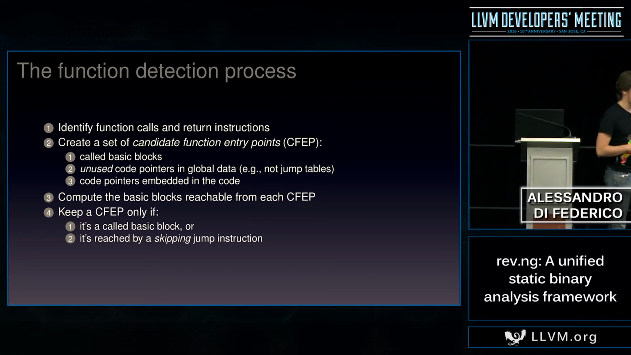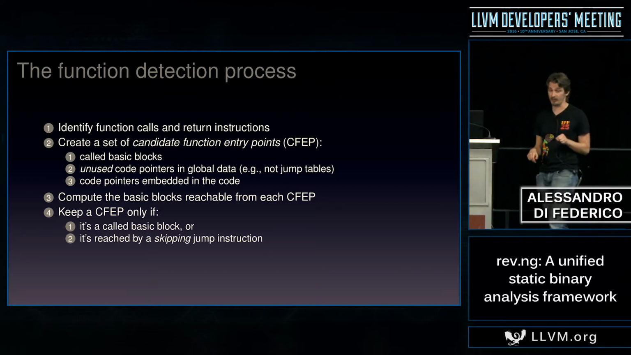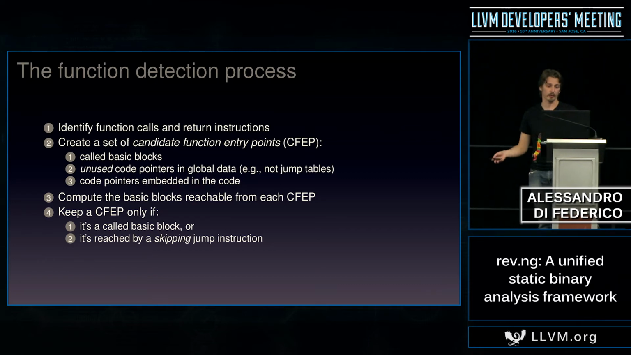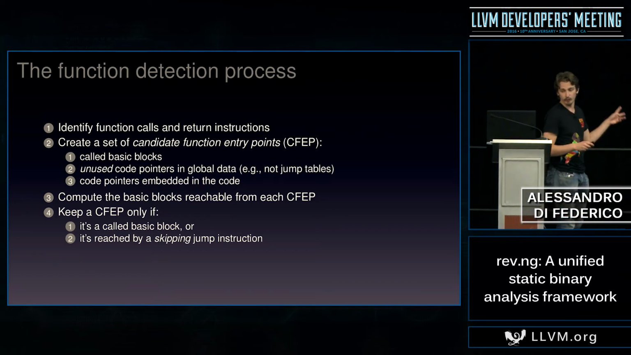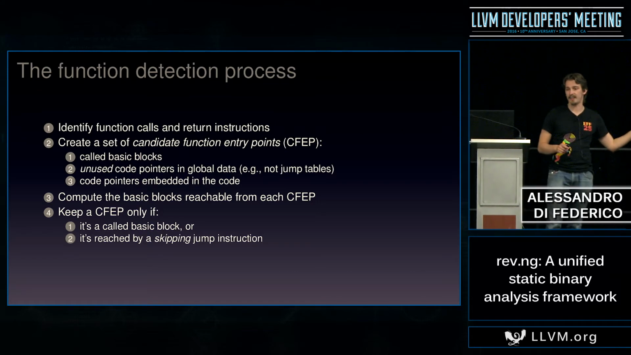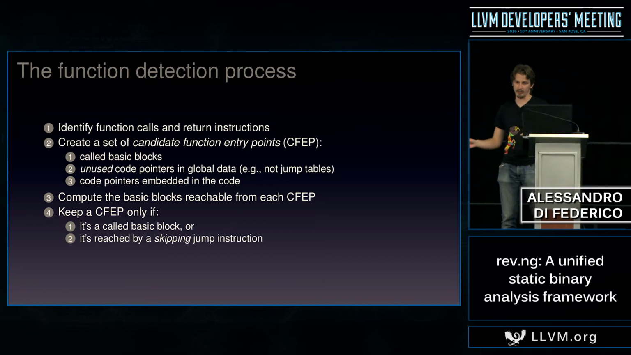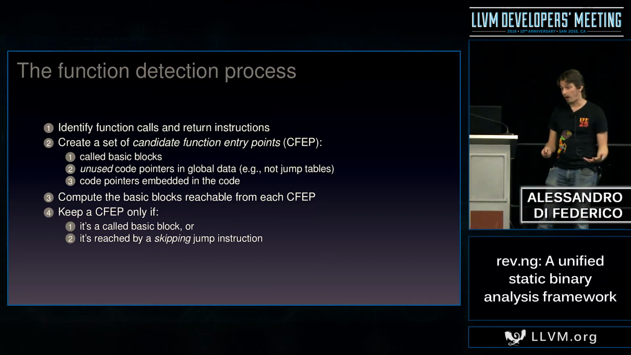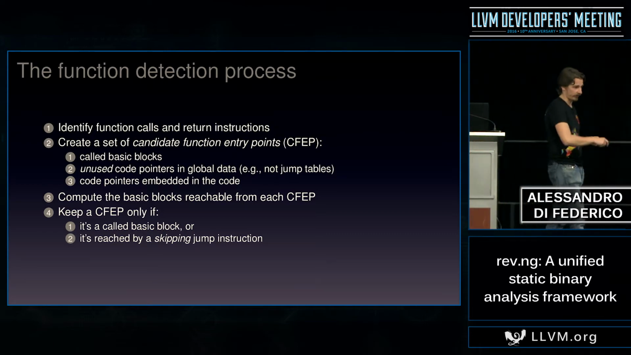Basically, for each candidate function entry point, we compute the set of all the basic blocks that are reachable from this function entry point. And then we perform a final filter over all the candidates that we have, following these two rules. First of all, we keep the candidate if it is the target of a function call, because again, it's a very strong hint that it's actually a function, or if it's reached by at least one skipping jump instruction.